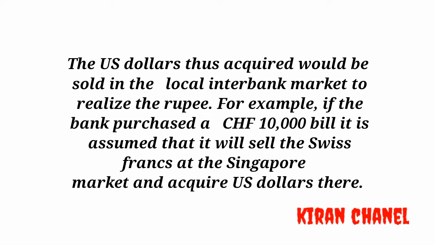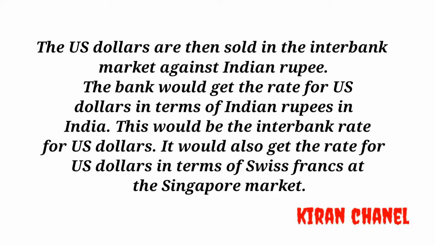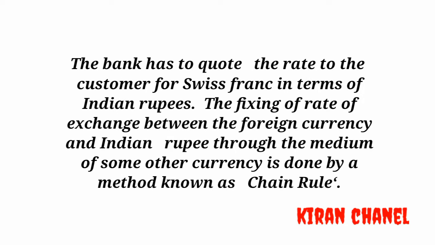For example, if the bank forecasts a CHF 10,000 bill, it is assumed that it will send the Swiss franc at the Singapore market and acquire US dollar there. The US dollars are then sold in the interbank market against Indian rupee. The bank would get the rate for US dollar in terms of Indian rupees in India. This would be the interbank rate for US dollars. It would also get the rate for US dollars in terms of Swiss francs at the Singapore market. The bank has to quote the rate to the customer for Swiss franc in terms of Indian rupees.